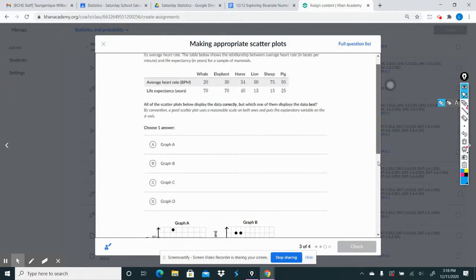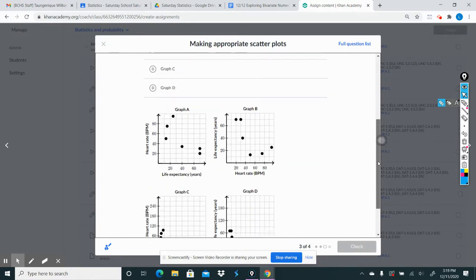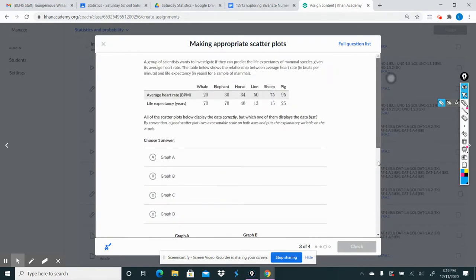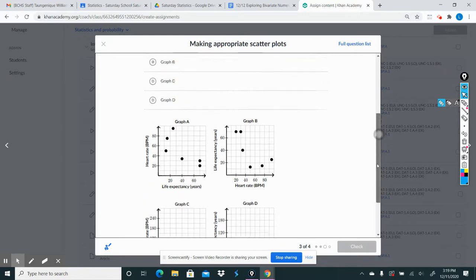the average heart rate of a whale is 70, elephant is 70. Notice here our scatter plot is very, very tight. The numbers aren't really showing. We want to see more of a spread for the data that we're given.